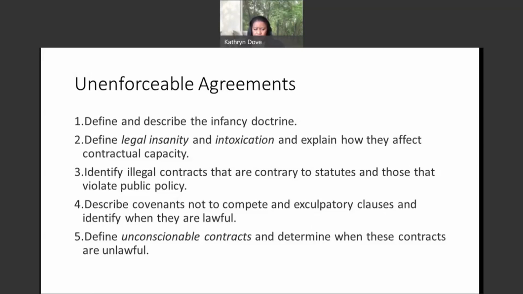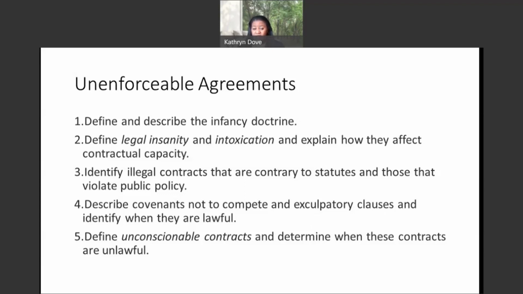There are also going to be contracts that violate the state's usury laws. Contracts like that are void against public policy. We're going to look at covenants not to compete, restrictive covenants, and exculpatory clauses. A lot of times those are unenforceable.